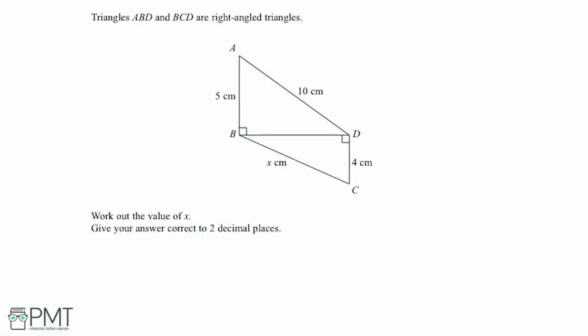Triangles ABD and BCD are right angle triangles. And the question says we need to work out the value of x, giving our answer correct to 2 decimal places. So essentially the question is asking us to work out the length of this side here. Now the first thing that jumps out to me, because we're working with right angle triangles, is Pythagoras' theorem.